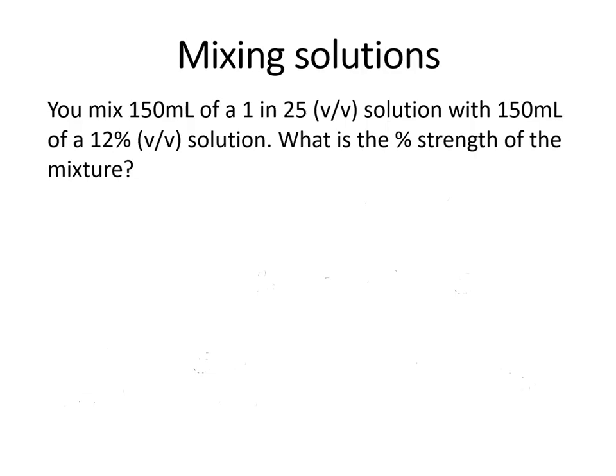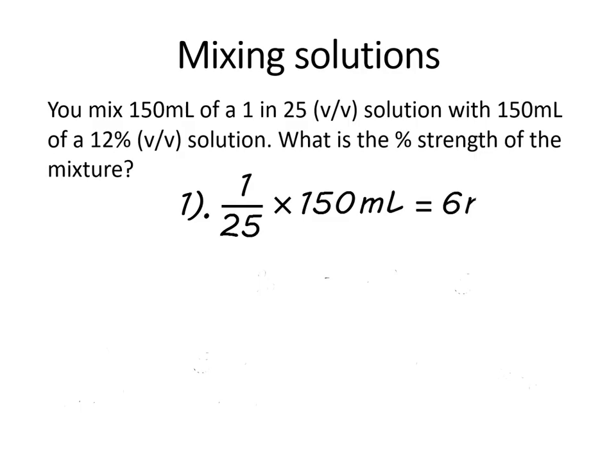In the second example, we're mixing a part strength solution with a percentage solution. As before, the first stage is to calculate the two amounts of active ingredient. Hence, 1 part in 25 times 150 millilitres gives us 6 millilitres. And 12% times 150 millilitres gives us 18 millilitres.